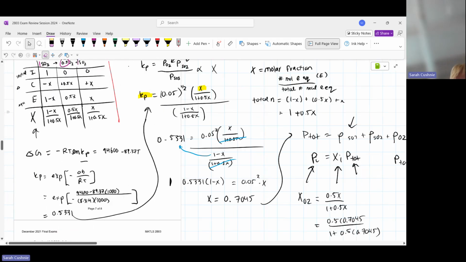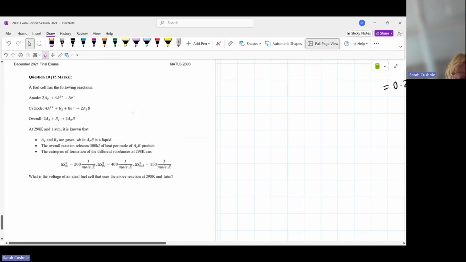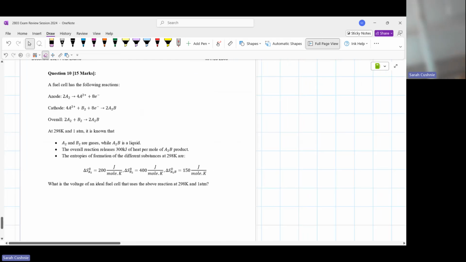Okie dokie. So our last question was electrochemical fuel cells. I won't lie, I feel like you learn cells in grade 12 chemistry, and I'm like, I know how these work. And then I got to this class, and you do it in first year chemistry, and I'm like, I know how these work. And I got to this class, and I was like, I don't understand anything. So if you feel that way, just know that same.